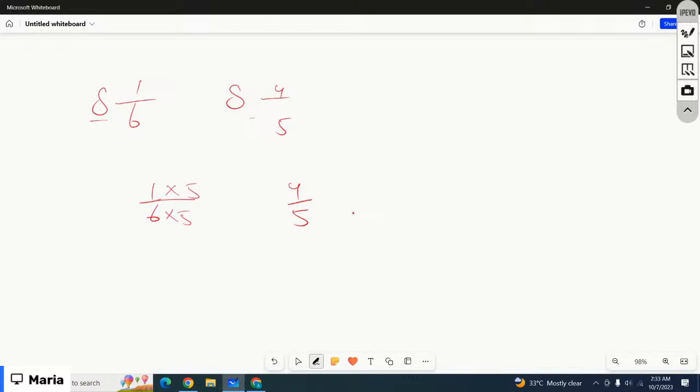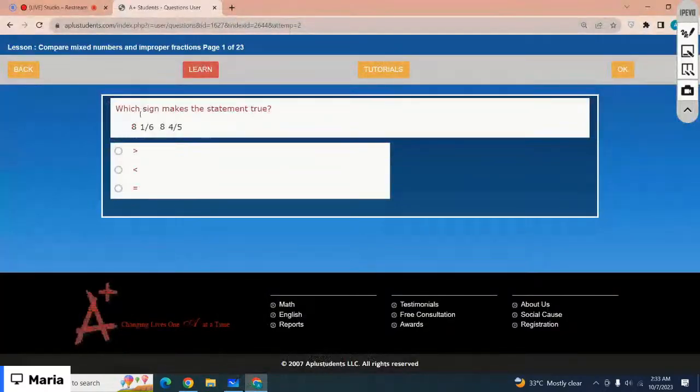6 times 5 is 30, so I multiplied this fraction by 5. And 5 times 6 is 30, so I multiplied this fraction by 6, right? That is 5 over 30, and that is 24 over 30. So 5 over 30 is less than 24 over 30, right? That means 8 whole 1 over 6 is less than 8 whole 4 over 5. Got it? The correct option is 8 whole 1 over 6 is less than 8 whole 4 over 5.